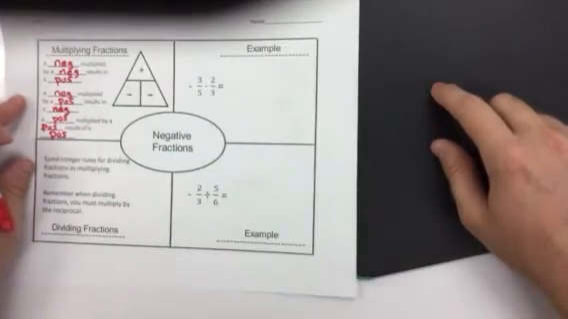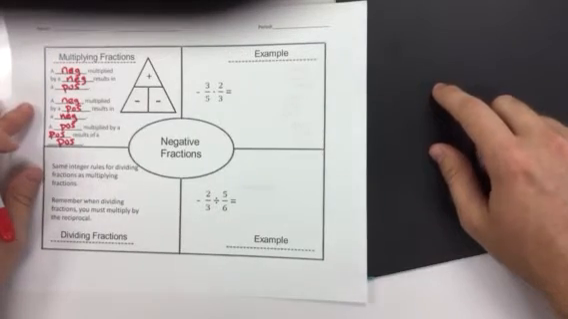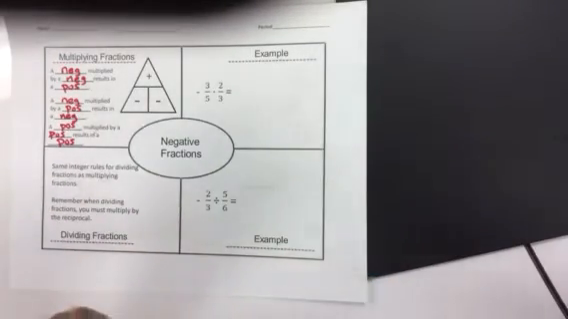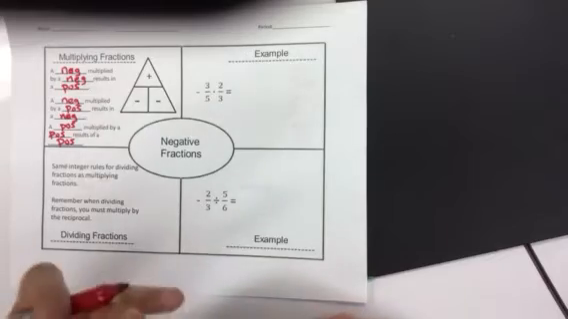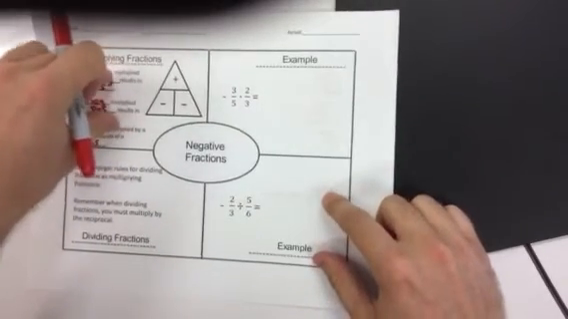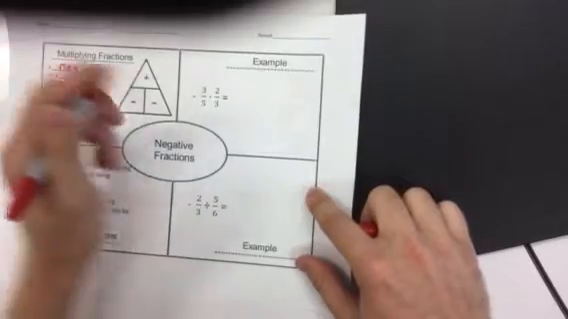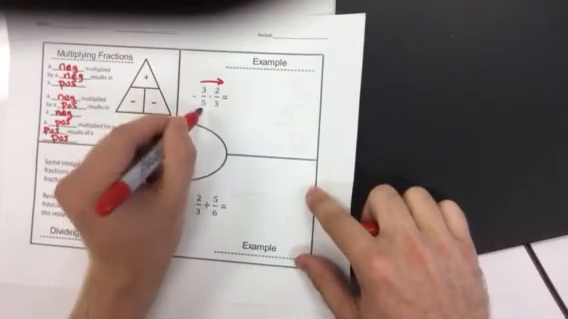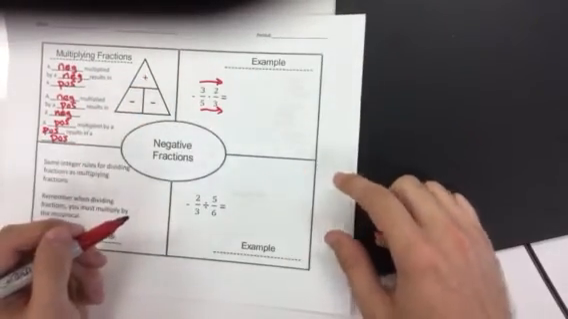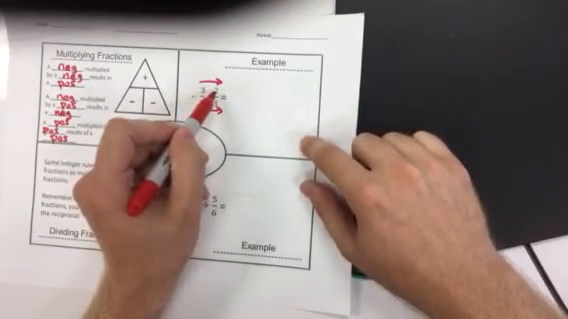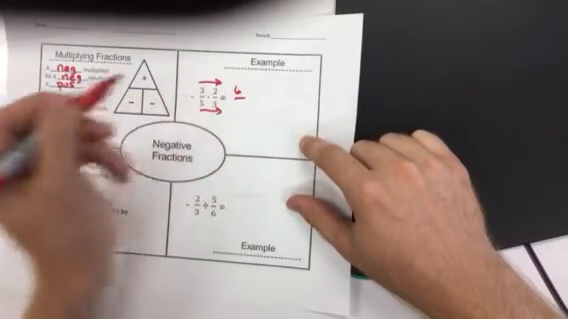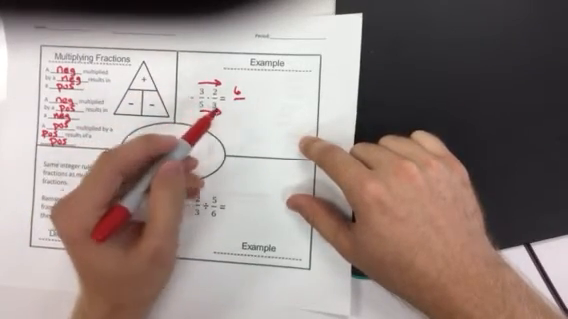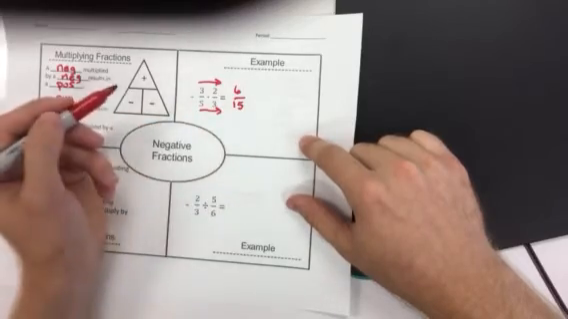Here's what we do when we multiply with fractions. This should be review of last week when we multiplied positive fractions. It's the exact same rules, we just have to remember these extra rules here on the left. We are going to multiply straight across. My numerator times the numerator of each fraction. 3 times 2 is 6, and 5 times 3 is 15.